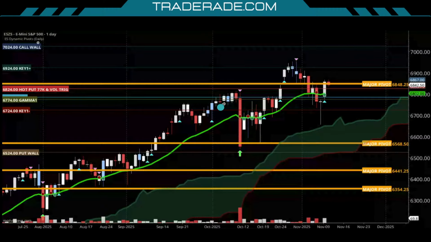And if you think about it, even though it's been pretty sloppy, it is still a decent uptrend. You get a higher high, higher low, higher high, higher low. Now we're looking for that next higher high.